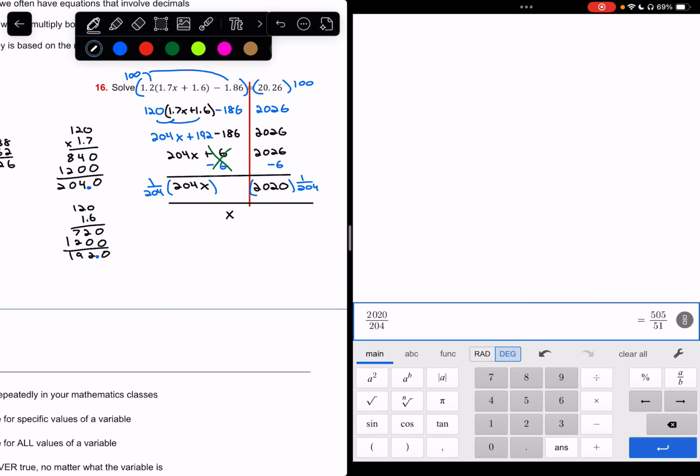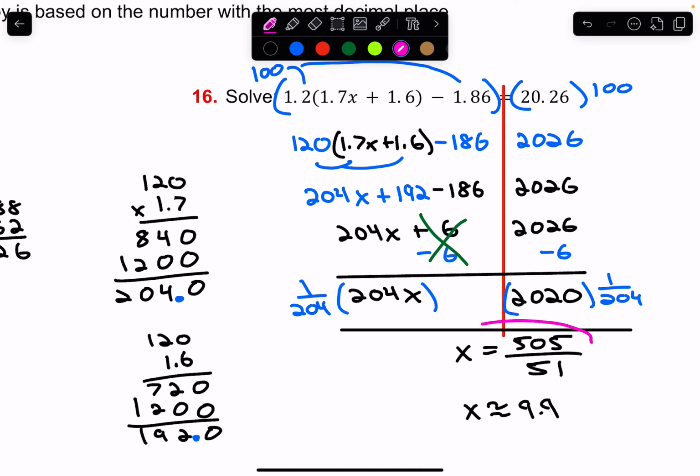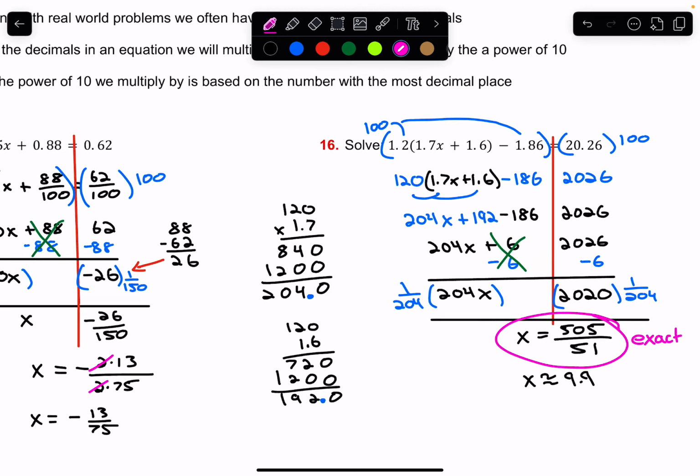So the basic rule of thumb is if the problem does not say to round, then you should give the reduced fraction. If it said here, round to the nearest tenth, then go ahead, round it. But because it does not tell me to round, I'm going to leave it as 505 over 51. All right, and then I will put that x is approximately, so wavy equal sign, 9.9. But again, we would prefer the exact answer. Okay, exact is always better.